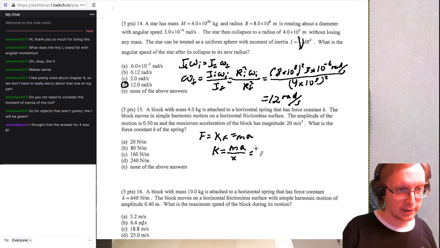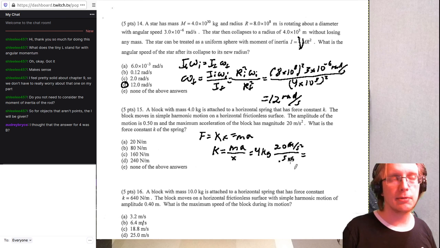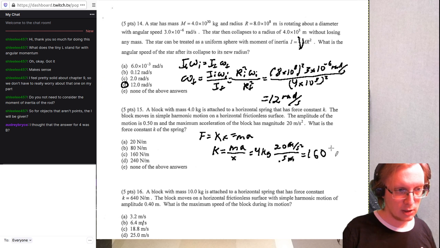So we get our mass of 4 kilos, acceleration is 20 meters per second squared, divided by a half meter. Meters cancel each other, and from the lab that we had way back when, that's a kilogram per second squared, which is correct units. That's good. So that's 40 times 4 is 160 kilograms per second squared, which is the same thing as 160 newtons per meter.